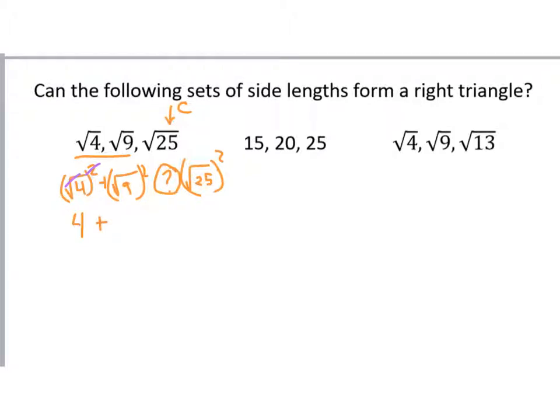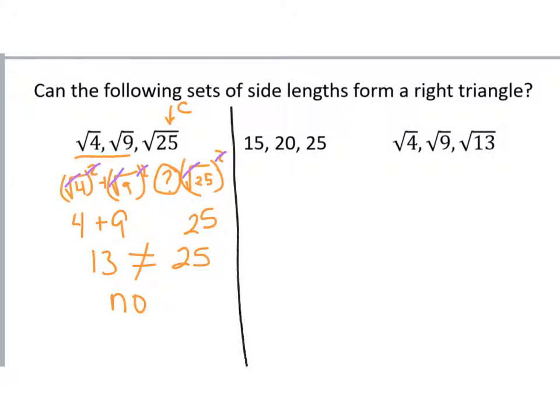plus, and then on the other side, when the square and the square root cancel, I end up with just 9. And I want to know, does that equal, over here, the square and the square root cancel, I have just 25. Well, 4 plus 9 is 13. So no, they're not equal. No, I can't make a right triangle. Okay, so now let's look at the next one.